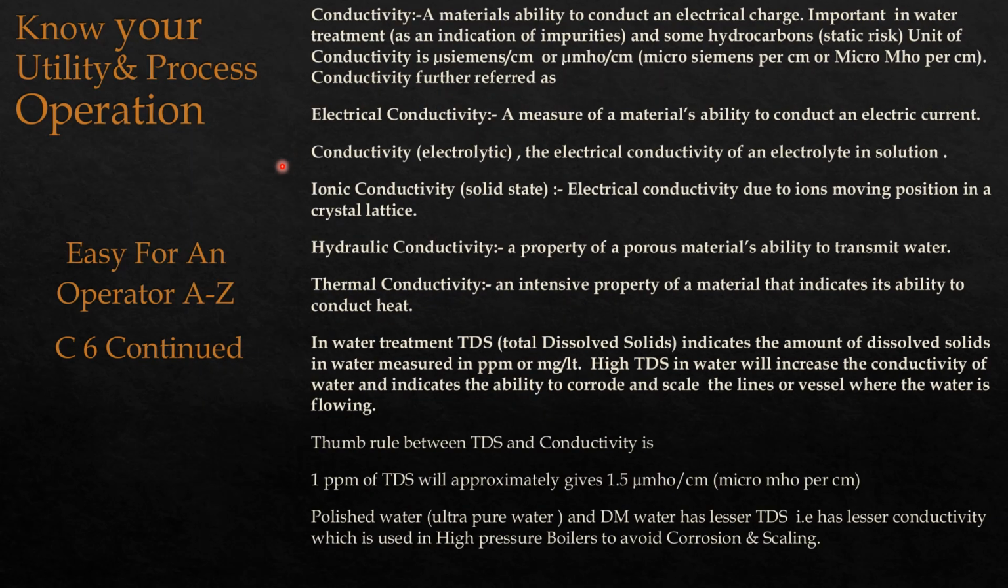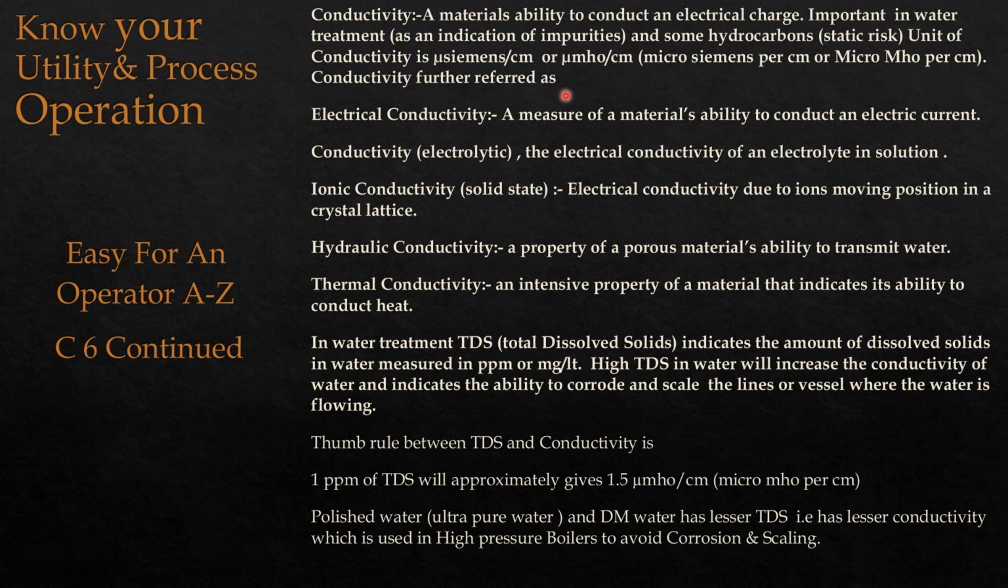In this episode, we'll see some important terminologies, words, equipment starting with the letter C. Conductivity: a material's ability to conduct an electrical charge, important in water treatment as an indication of impurities and some hydrocarbons static risk. The unit of conductivity is microsiemens per centimeter or micromho per centimeter.